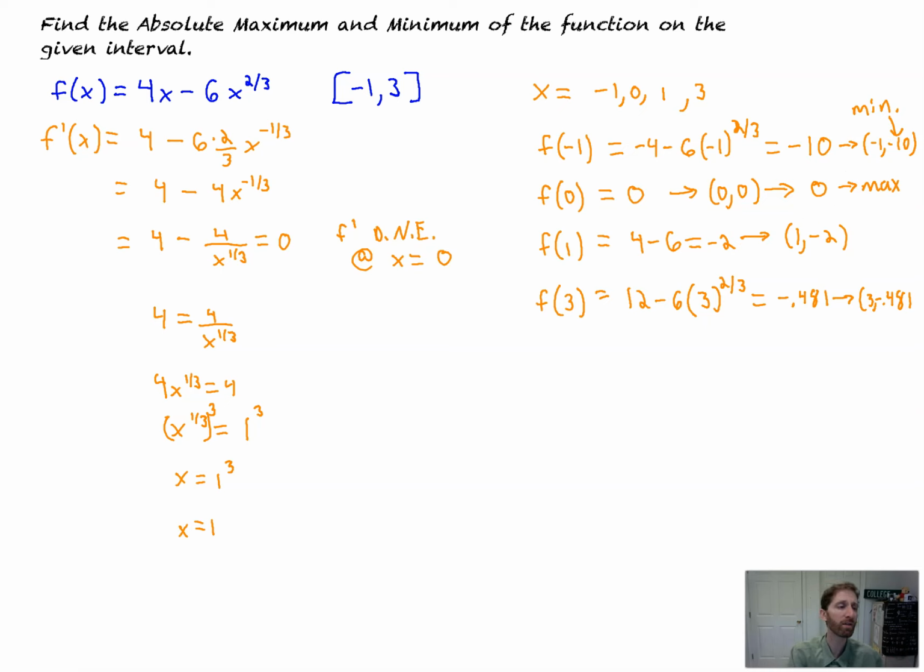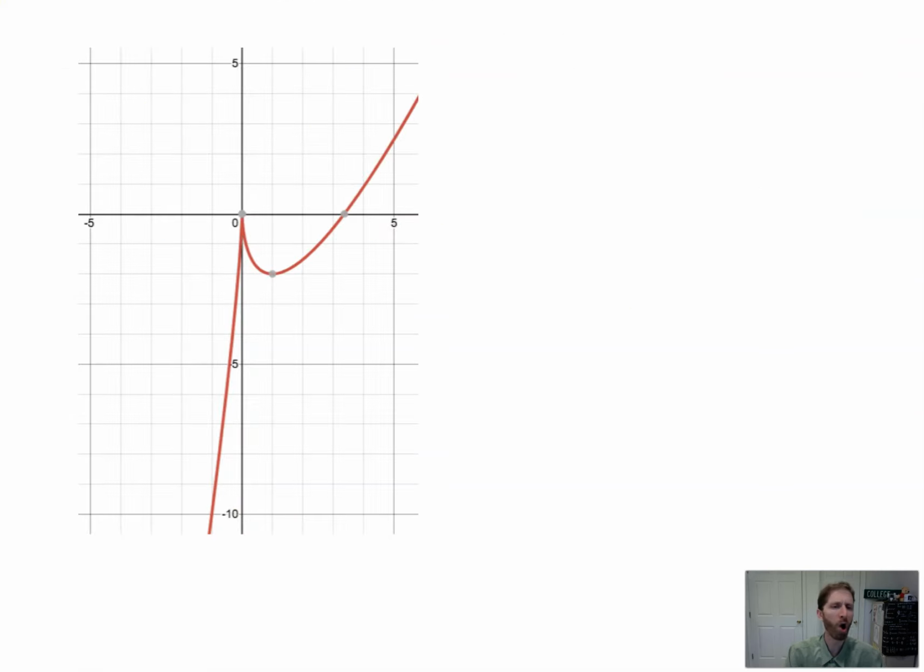So let's take a look at the interval from -1 to 3 on this graph. Oh, it's a funky looking graph indeed. Here we had the absolute maximum, and sure enough, that is the highest point. Remember, we're stopping here on our interval and starting there. So -1, -10 was clearly the lowest value overall. That's the absolute minimum. The maximum was right here where the derivative did not exist.